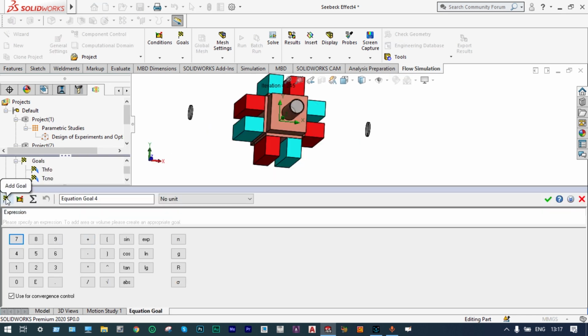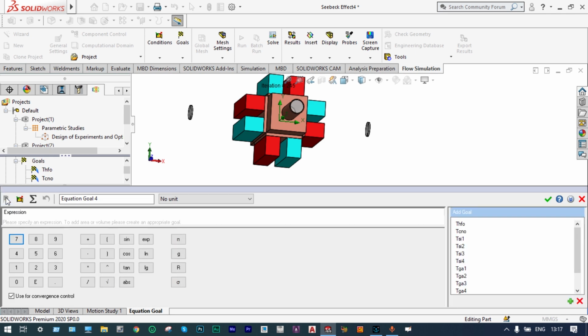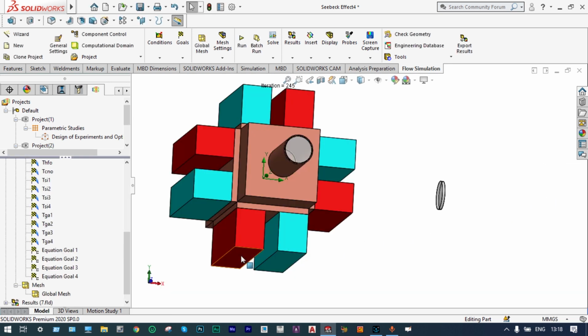It will be obtained from the predetermined goals. We want the goals to be obtained in absolute form, so bracket, absolute, bracket, temperature at silicon surface 4 minus temperature at gallium surface 4, bracket closed. Go and check. So these are the different equation goals.